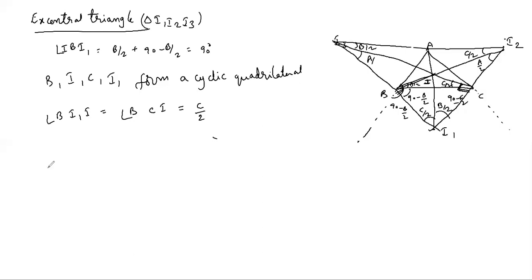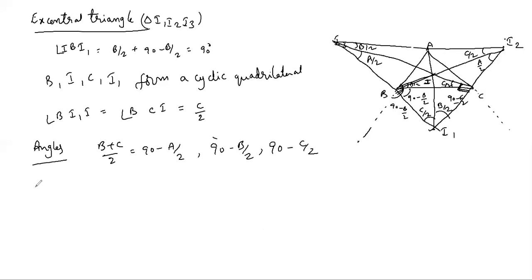So what are the angles of the excentral triangle? Angles equal (B plus C) by 2 or 90 minus A by 2, 90 minus B by 2, 90 minus C by 2. So the angles of the excentral triangle are 90 minus A by 2, 90 minus B by 2, 90 minus C by 2. Now we find the sides.